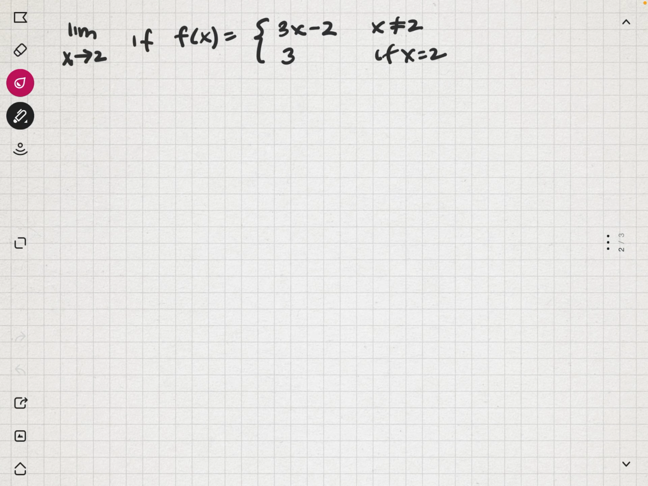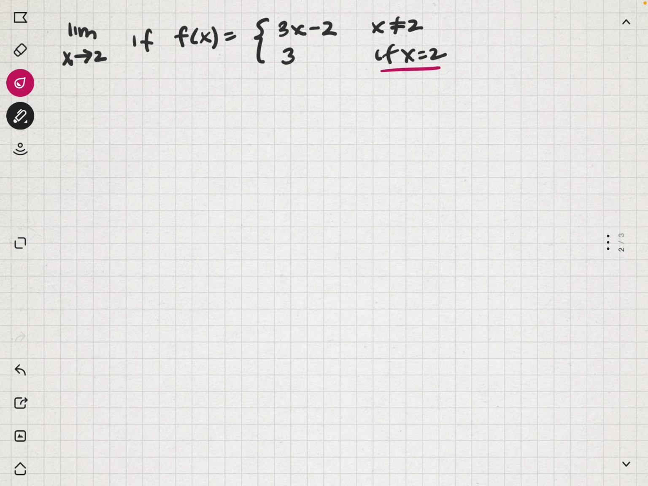Okay, the second one, this one is a piecewise function. It's not a really difficult one. But yeah, so we're going to see if we plugged in 2 here, 2 would fall into this category, right? If x equals 2, then we'd have 3. Now notice this is the case where if we plug into our function, we're going to actually get a different answer from the actual limit.